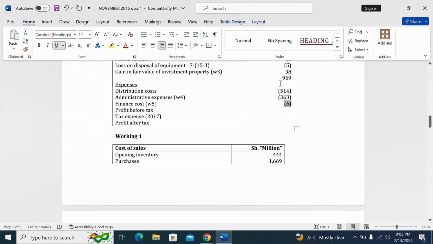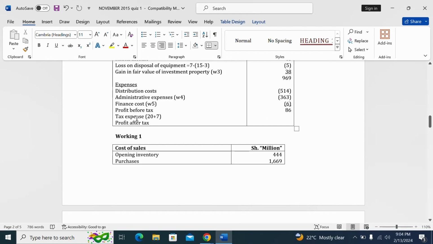If we take this income, we deduct these expenses, then we are going to get our profit. We are going to get our profit before tax, which is how much? 969 minus 514 minus 363 minus 6. We are getting 86 million as our profit before tax.